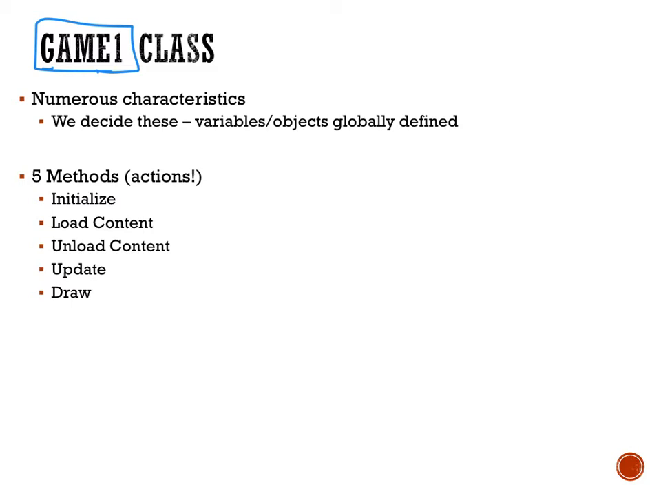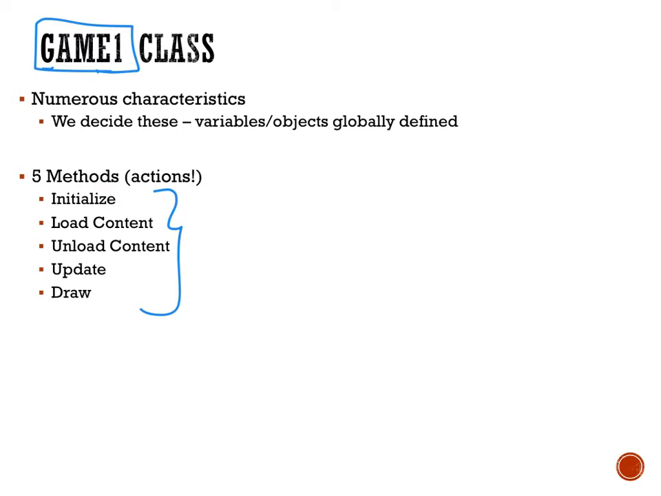And first I want to talk about the actions. There are 5 main methods or actions that our game can do. And these are actually the tidbits of code that our game class can run. So we have the Initialize method, the LoadContent method, the UnloadContent method, the Update method, and the Draw method. And these are the actions of this class, and they are the things that our class can do.